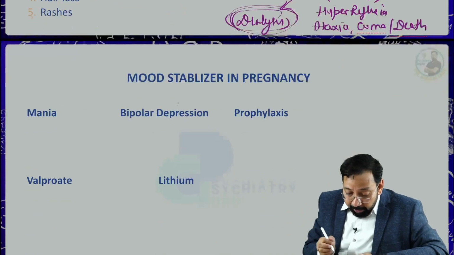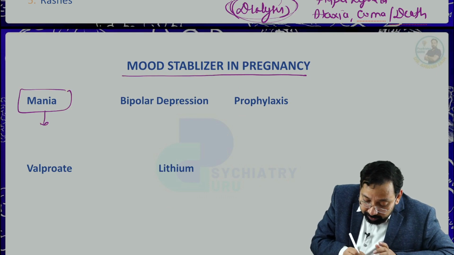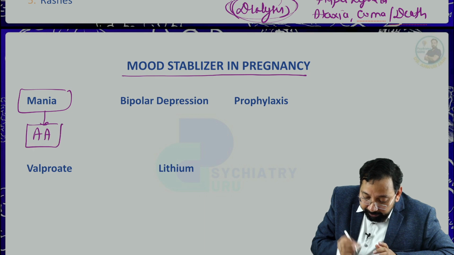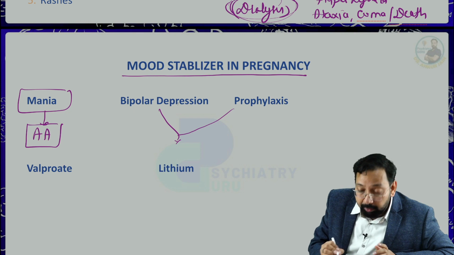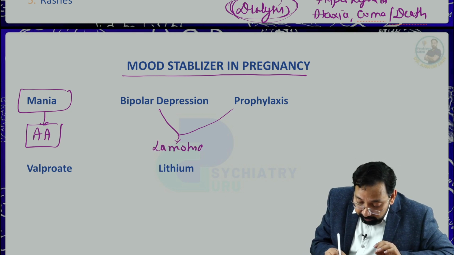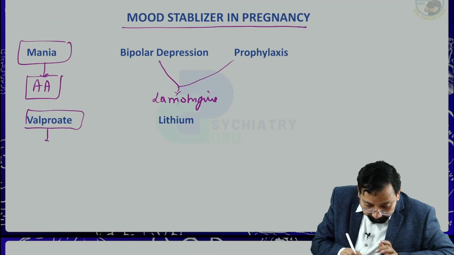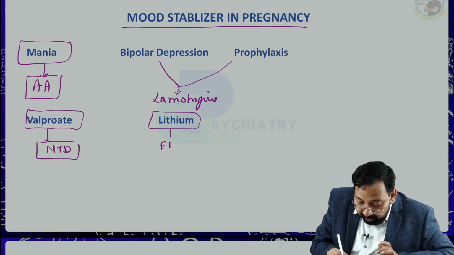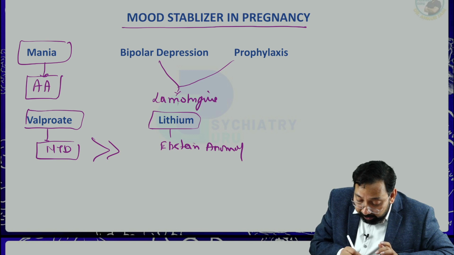Okay, mood stabilizer in pregnancy, mania: atypical antipsychotic. Bipolar depression or prophylaxis: if you want to give prophylaxis, then lamotrigine. Valproate causes neural tube defect. Lithium causes Ebstein anomaly. Both are questions. But the chance of neural tube defect is much more than Ebstein anomaly.